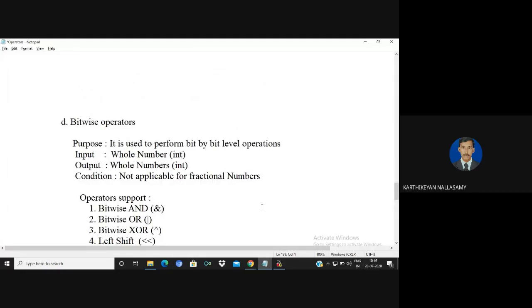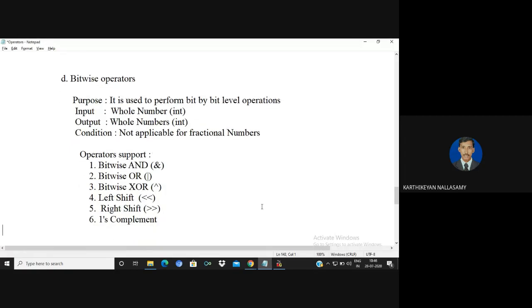In this video, I'm going to explain the concept of bitwise operators. In a previous video, we had a discussion on logical operators, but here I'm going to discuss bitwise operators. We know that a bitwise operator performs a bit by bit level operation instead of working directly on a decimal value.